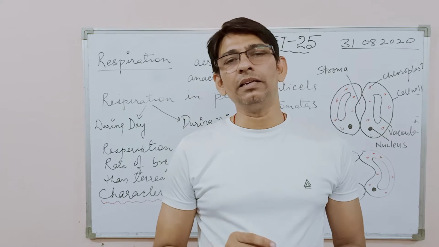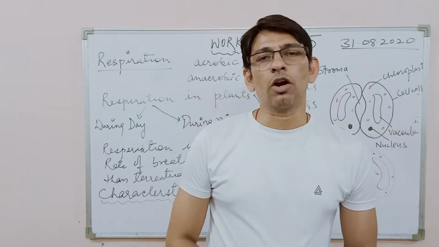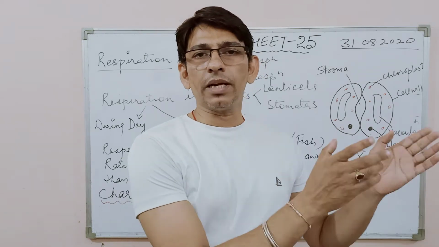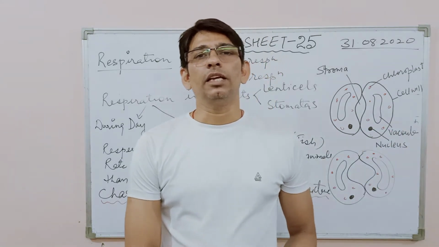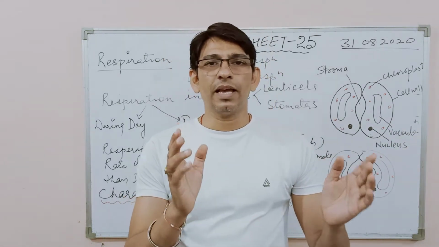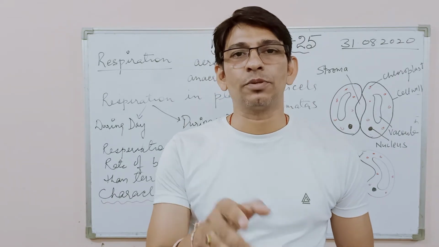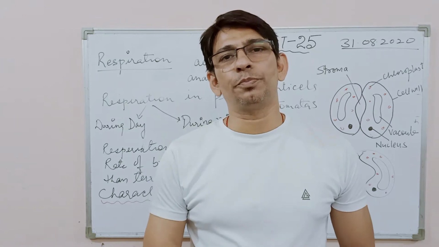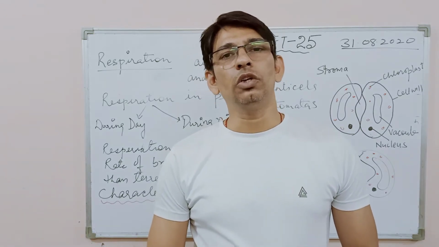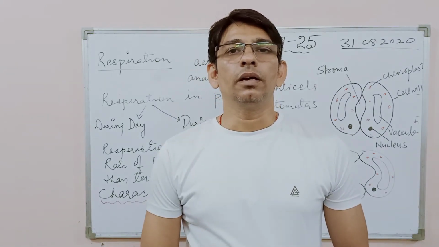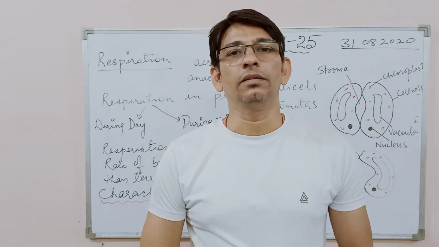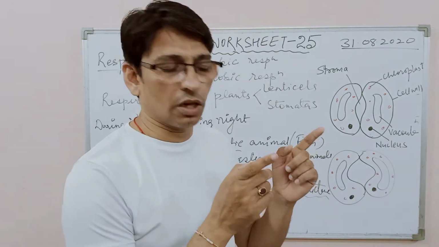Respiration can be taken in two ways: aerobic respiration and anaerobic respiration. The aerobic respiration takes place in the presence of oxygen, whereas anaerobic respiration takes place in the absence of oxygen. The detailed explanation is present in my other video. You can look into it: Respiration in animals, present on the YouTube channel. So let us start with the worksheet.